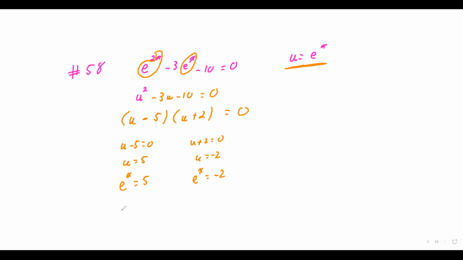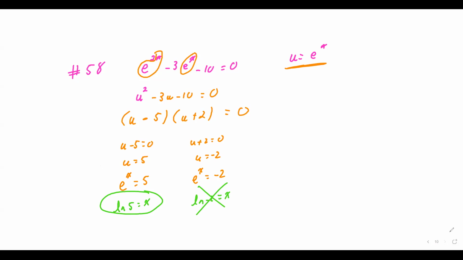Now I can apply the log rule and turn this exponential into a log. This is base e, so this would be natural log of 5 equals x. And this right here would be natural log of negative 2 equals x. One thing we talked about is you cannot have a negative inside of a logarithm, so this one is out. Do they want us to round? No. So we would leave the answer like this. But we would knock this one out because you cannot take a log of a negative. So the answer here is just natural log of 5.